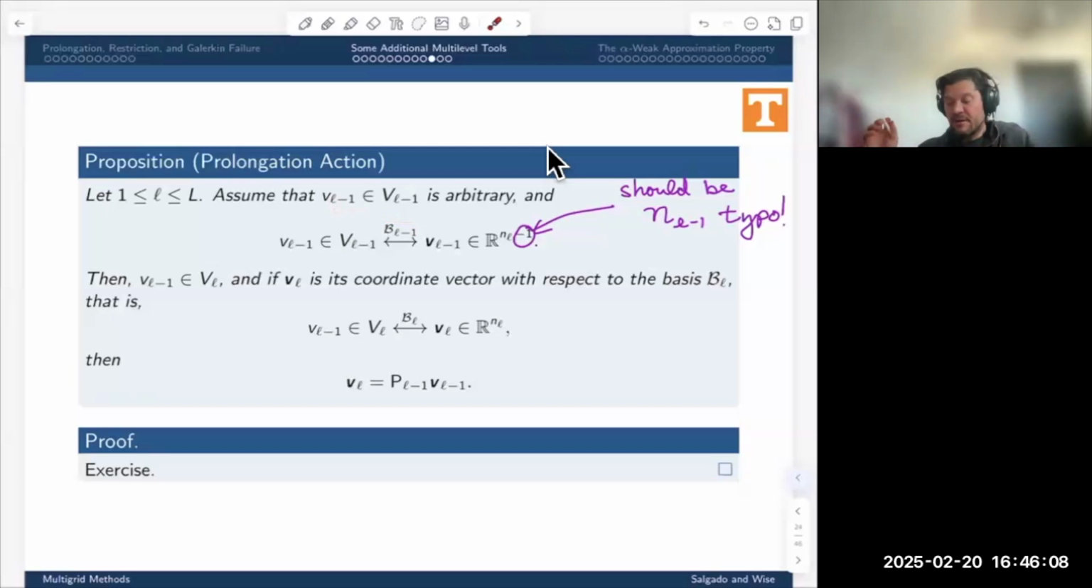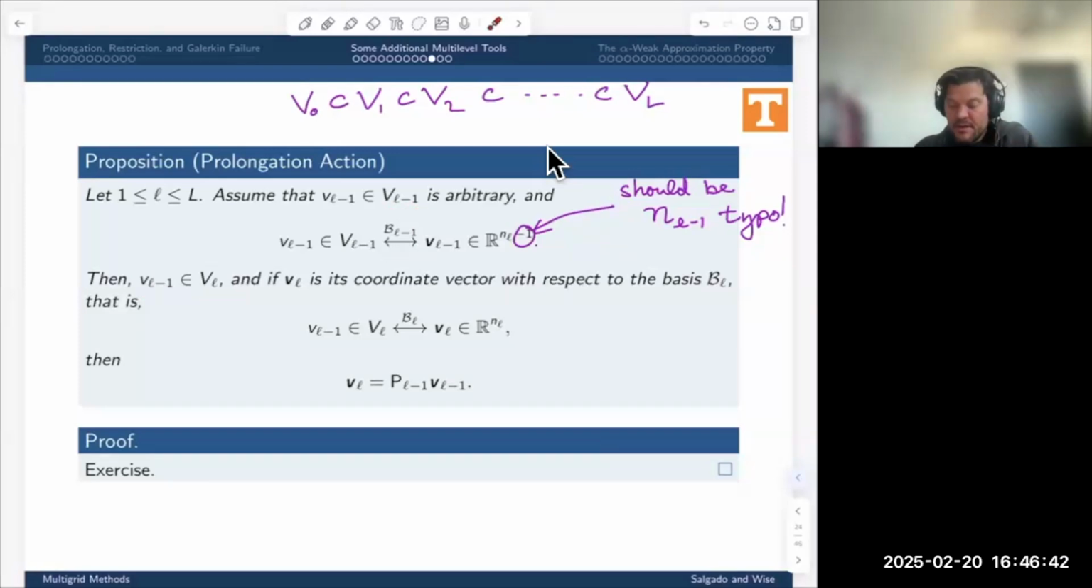It's a piecewise constant function, but we know how to convert it into a grid function right away. Now, because of the nesting of spaces, V0 is a subspace of V1, which is a subspace of V2, and so on, all the way up to VL. So VL minus 1 is a subspace of VL, just the way things are constructed. This function, which was arbitrary in VL minus 1, lives also in VL.